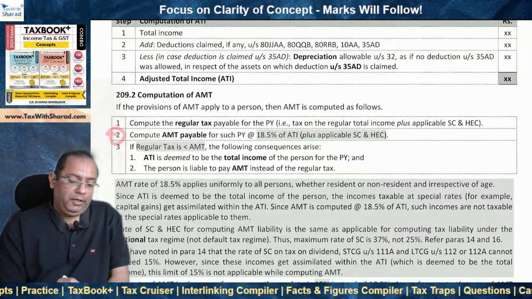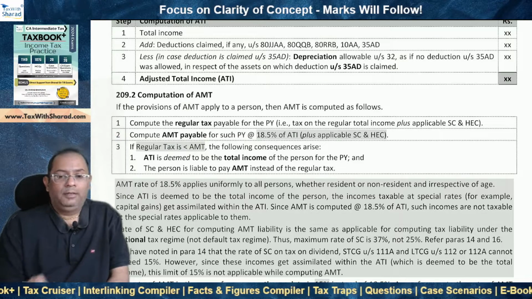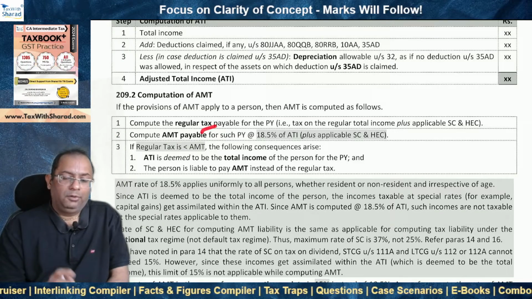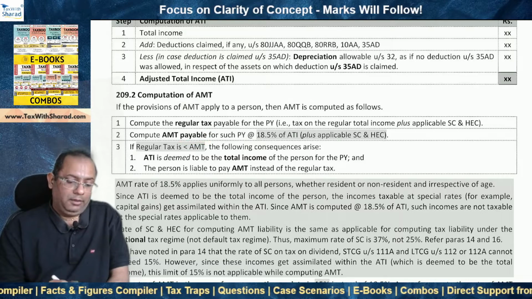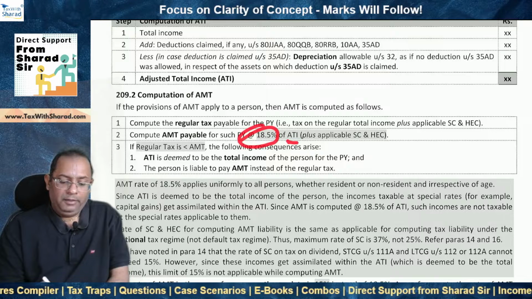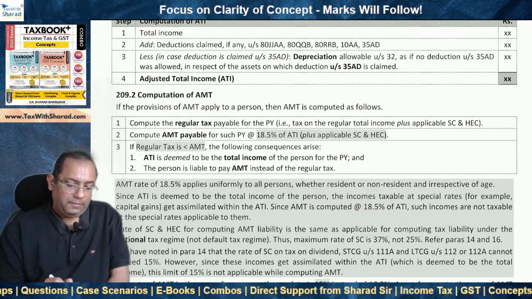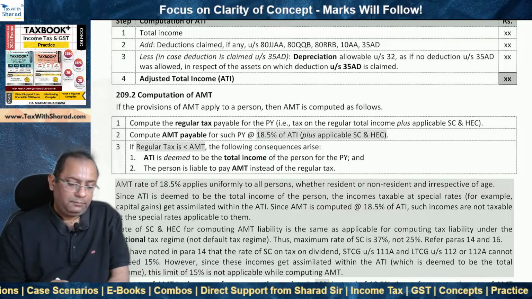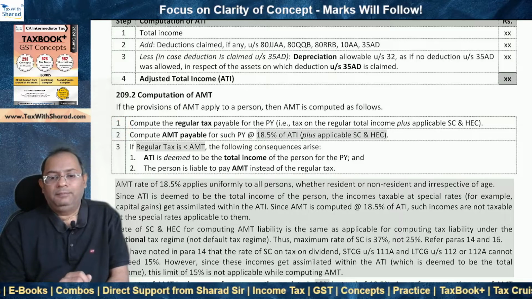On the other hand, you need to compute AMT payable on what? On the adjusted total income. So regular tax on the total income and AMT on the adjusted total income. And the rate of AMT will be 18.5% flat of ATI plus surcharge and HEC at 4%. Surcharge is applicable. And then you will need to compare regular tax and AMT.